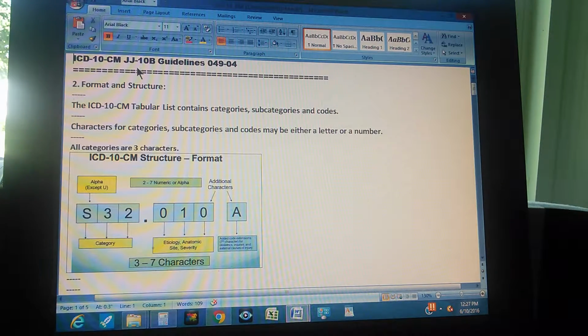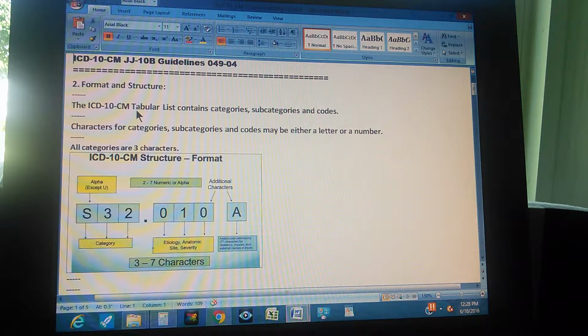ICD-10 Guidelines, page 049, part 4. Number 2, format and structure. We're talking about the format and the structure of the codes for ICD-10, okay?